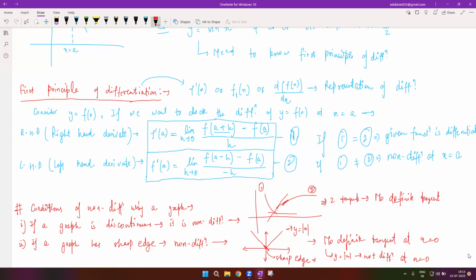But if you talk about x equals 1, x equals minus 1, x equals 100, the graph is differentiable.